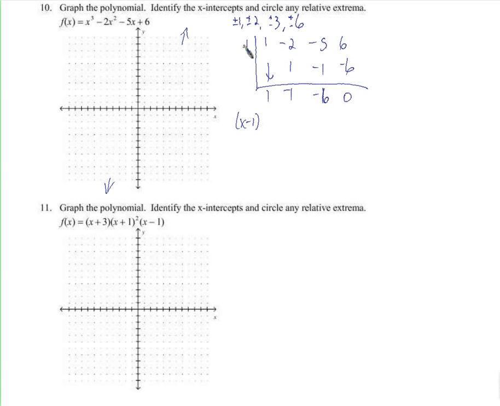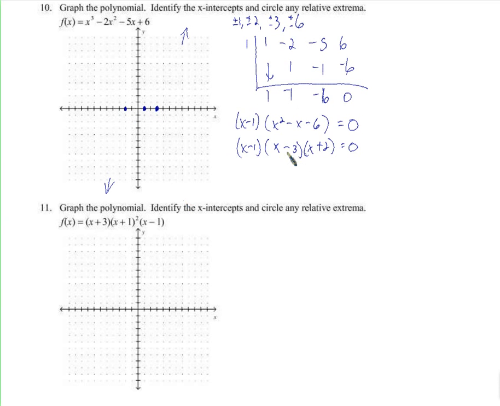X minus 1 is a factor because 1 is a 0, and that multiplies by x squared minus x minus 6. This is similar to one we just did a minute ago. That's fine. X minus 1 times x minus 3 times x plus 2 equals 0. So we have x-intercepts at 1, at positive 3, and at negative 2.